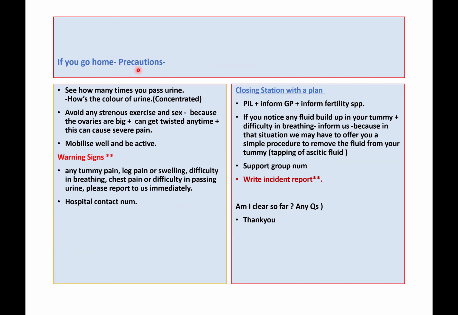And also, when you go home, you have to take some precautions: see how many times you pass urine, how's the color of the urine. Avoid any strenuous exercise and sex because ovaries are big. They can get twisted anytime, and this can cause severe pain, and try to mobilize and be active. Any questions? Talk about the warning signs: if you have any tummy pain, leg pain, swelling, difficulty in breathing, chest pain, difficulty in passing urine, please report to us immediately. And for that, we are going to give you the 24/7 hospital contact number.